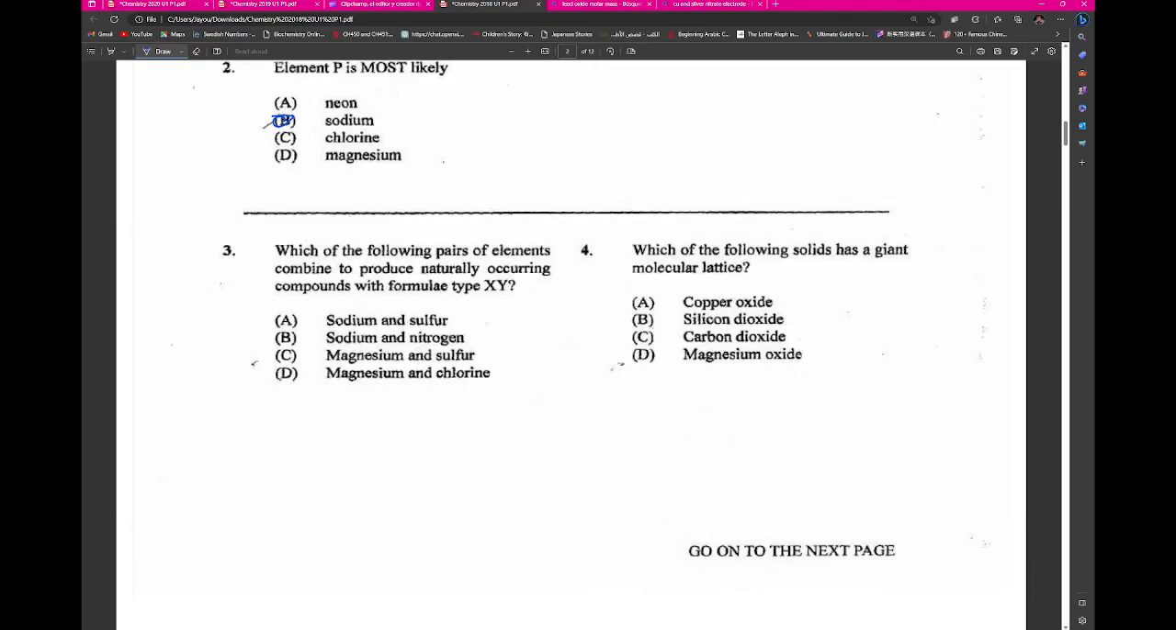3. Which of the following pairs of elements combine to create a perfect X in Y type of formula? So we're looking for the ones that match perfectly. Sulfur and sodium would be out. Sodium and nitrogen would be out, but magnesium and sulfur seems fine. 4. Which of the following solids has a giant molecular structure? That is silicon dioxide.